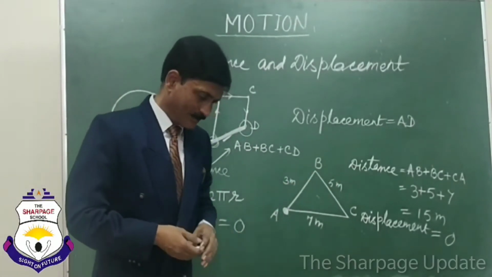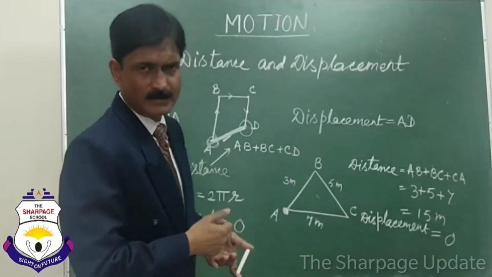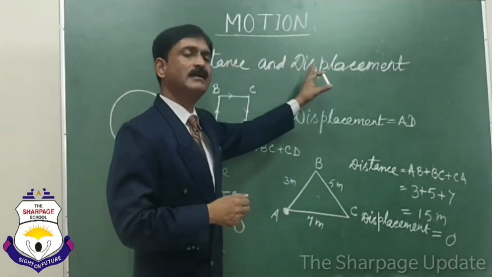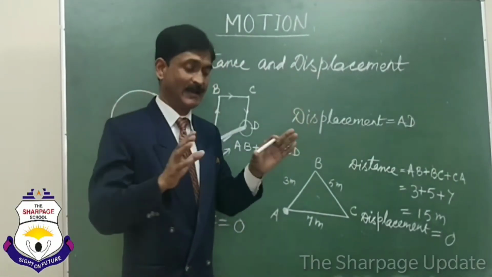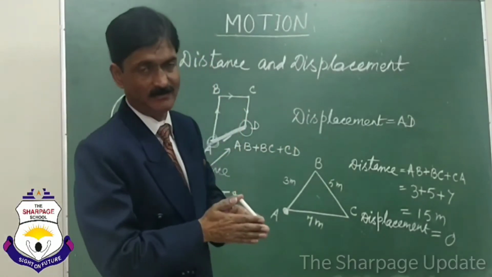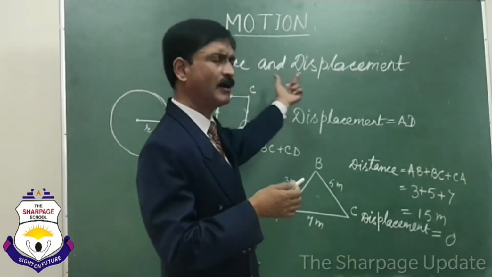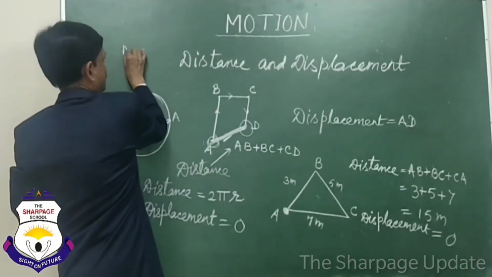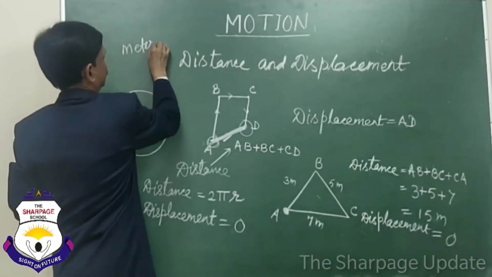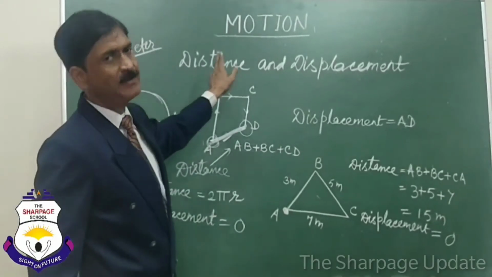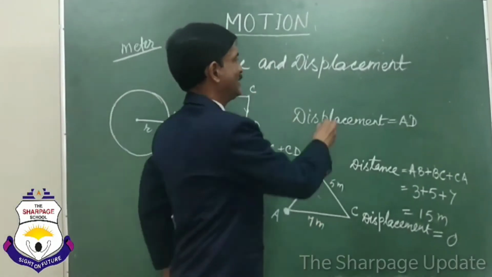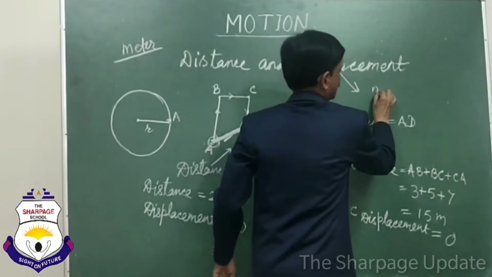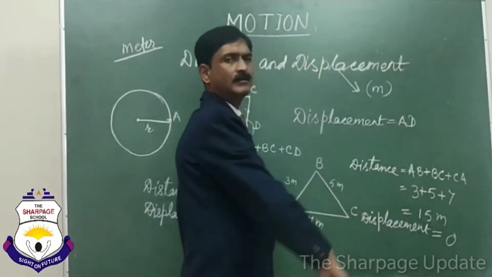Now, the unit of distance and displacement remains the same. There is no difference between the units of these two terms. The unit of distance, SI unit I am saying, is meter. The SI unit of distance is meter, and the SI unit of displacement is also represented by the meter.